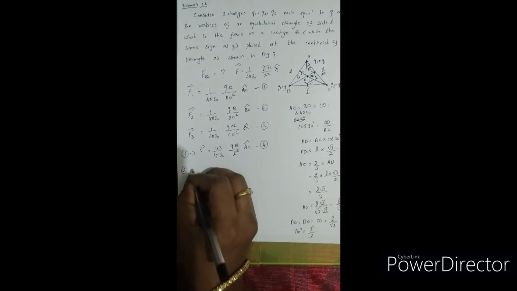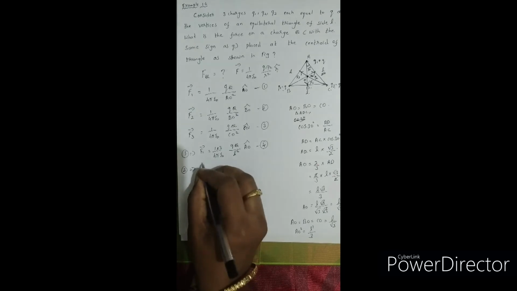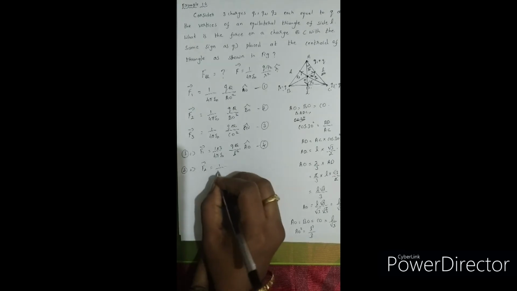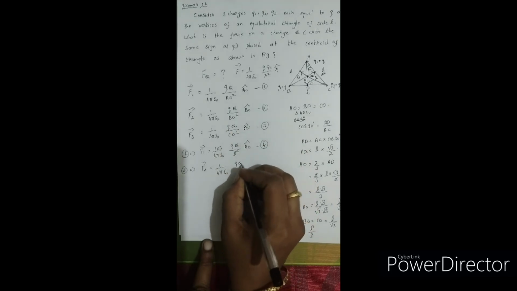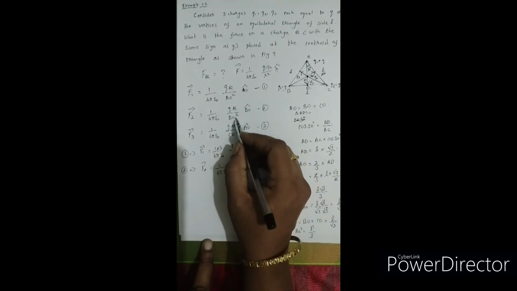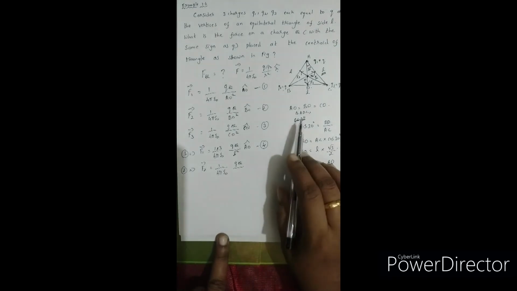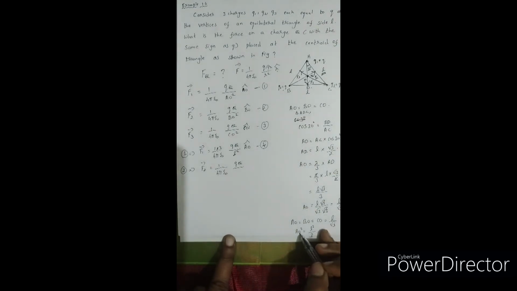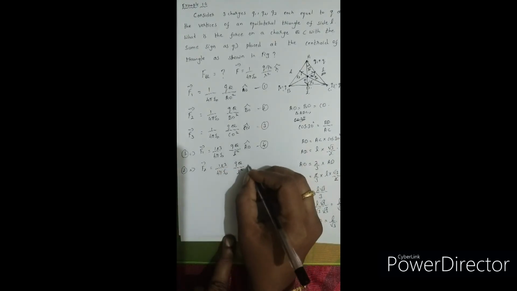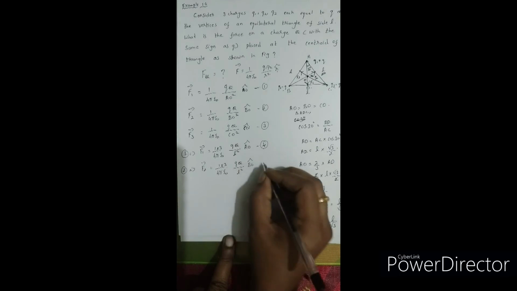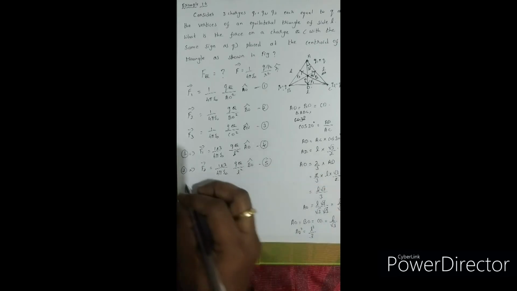Similarly, your second equation will become f2 vector is equal to 1 by 4 pi epsilon naught capital Q divided by BO square. Now I have told you AO is equal to BO, so AO square will also be equal to BO square. So BO square will be L square into 3 into BO unit cap. Let this be the fifth equation.